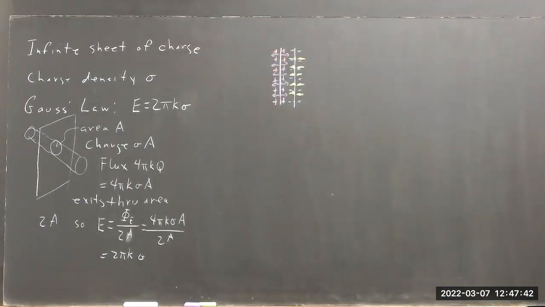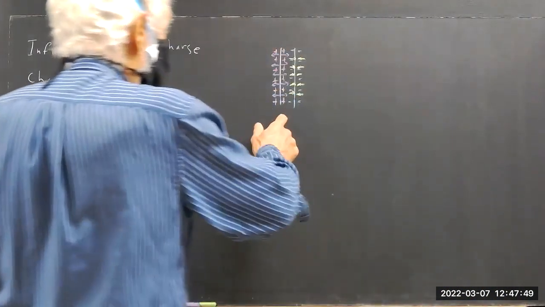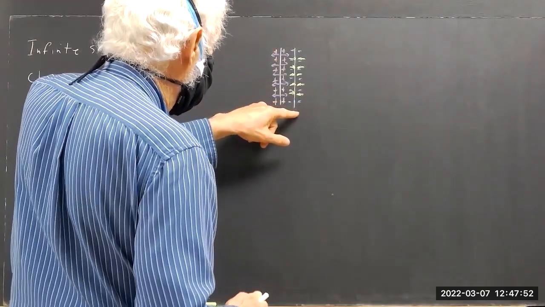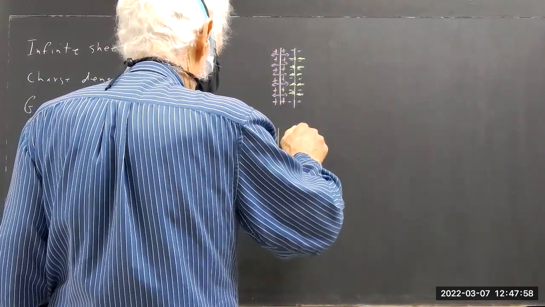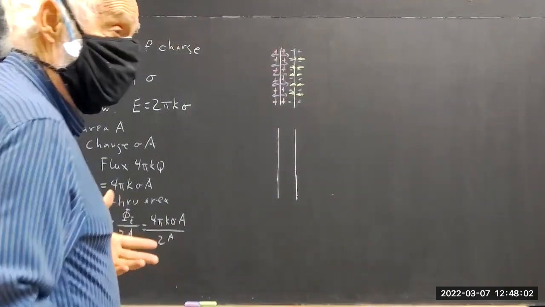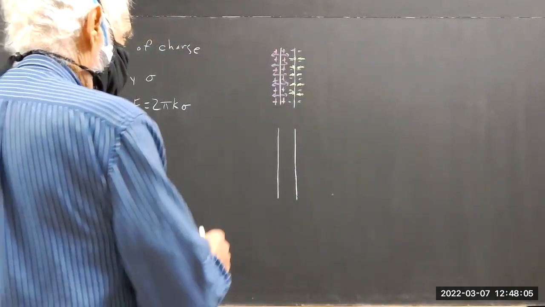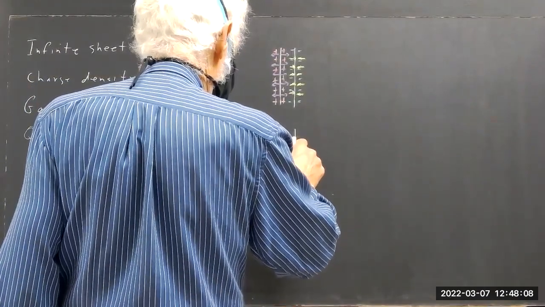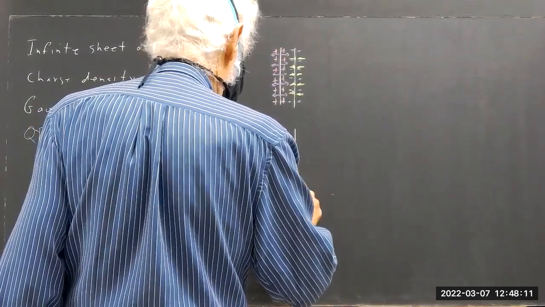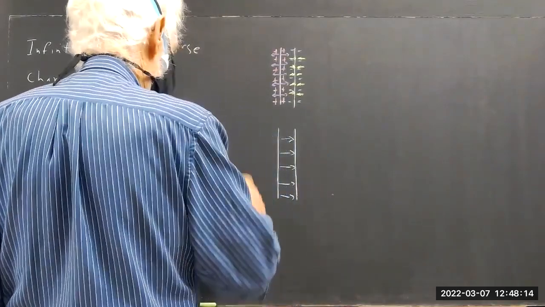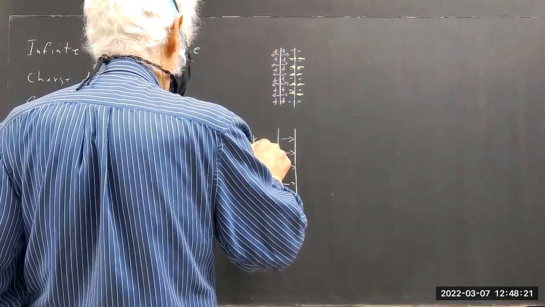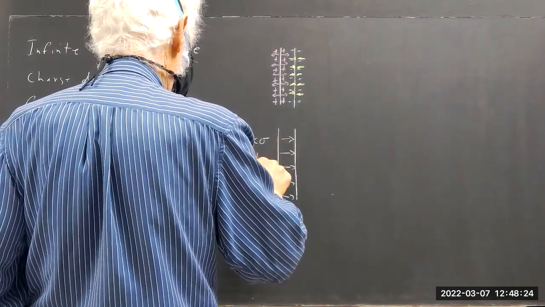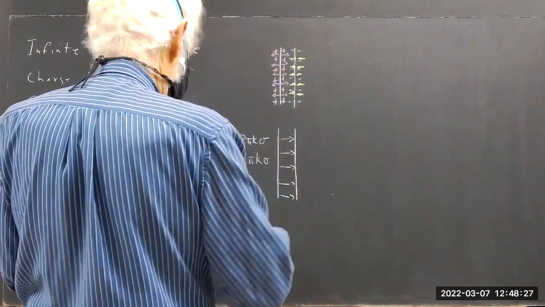Well, we can see that the electric fields are in the same direction between the plates, okay, away from this and toward this. Outside the plates, they're in opposite directions. So what we end up with is essentially no electric field outside the plates, or very little, and between the plates, except near the edges, a constant electric field. So we have a field up here.